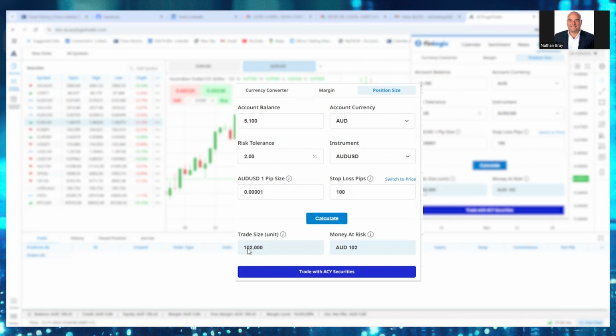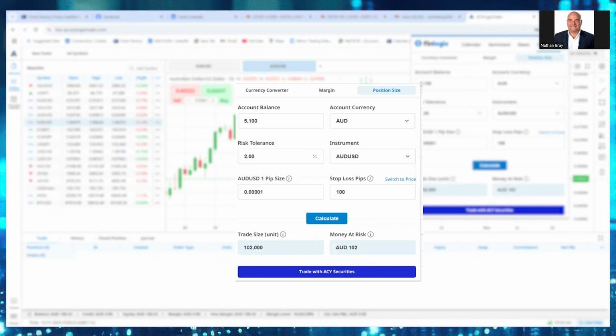compared to that euro. So I can now do 102,000, or just over a full lot, risking a very similar amount. So it allows me to adjust my trade sizes so that they maintain the same risk across different instruments based on my risk reward. The final thing we'll take a look at is your margin.